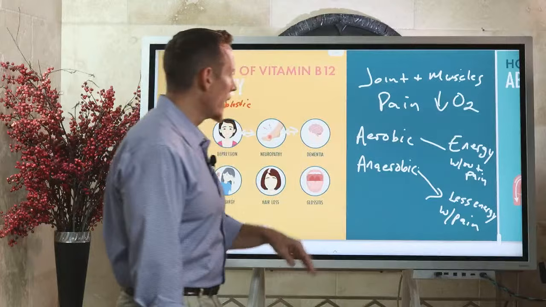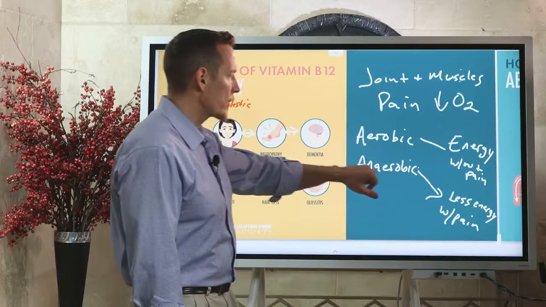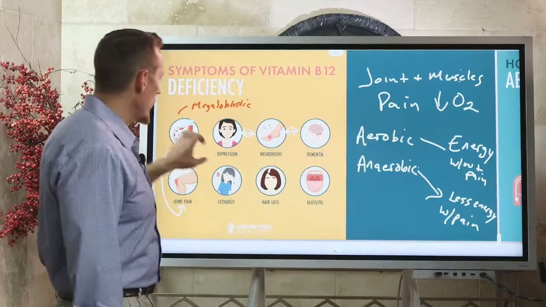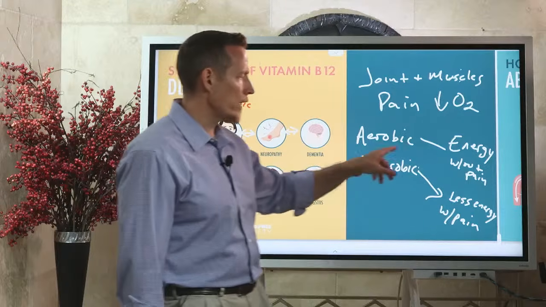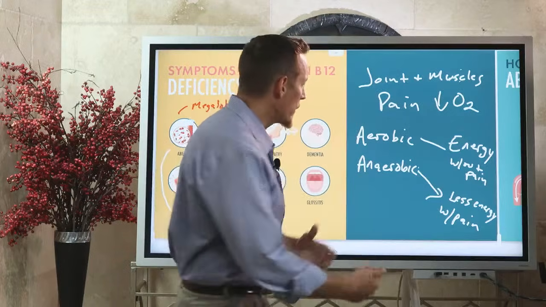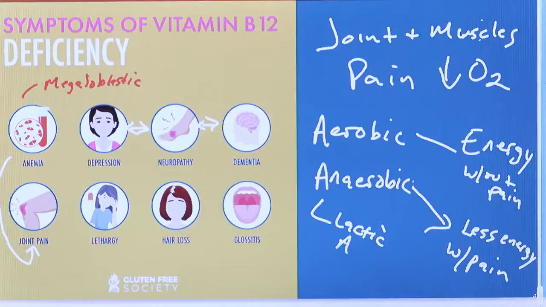I don't know. But aerobic means with oxygen, anaerobic means without oxygen. And so what happens is when you don't have oxygen, as in the case of an anemia caused by B12 deficiency, your muscles don't have enough oxygen to generate energy. So they generate energy less efficiently, and with that comes pain. The pain of what? Of lactic acid. This is a normal metabolic waste product when our muscles are trying to generate energy and don't have adequate oxygen. And so this begins to hurt.